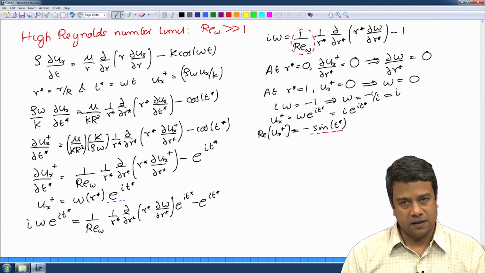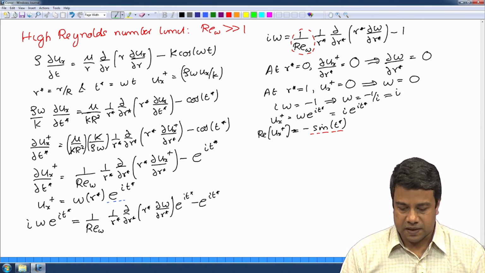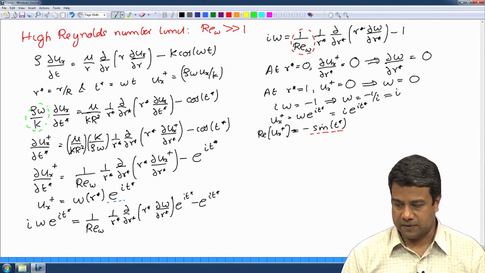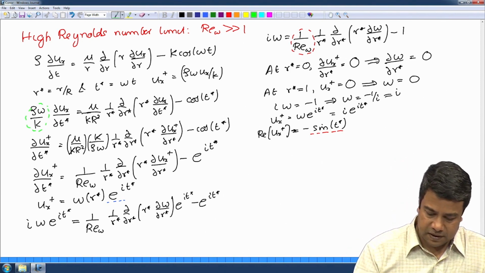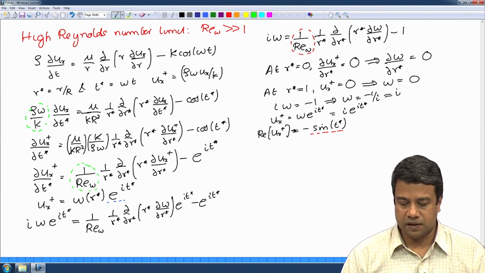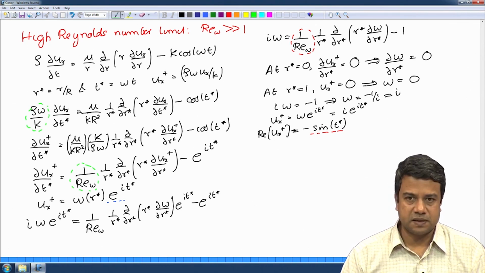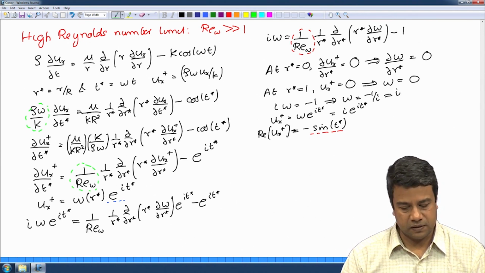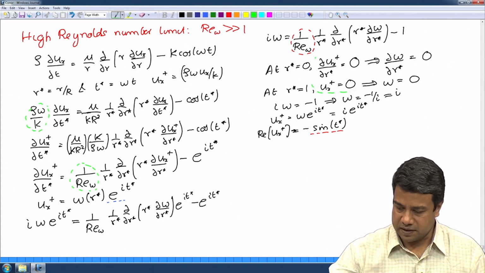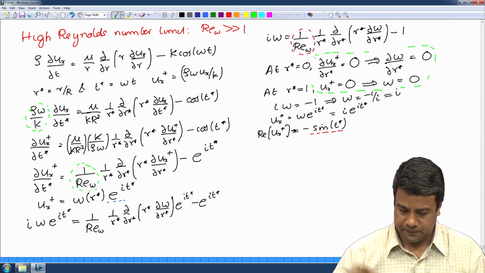Last time we had looked at the opposite limit where the Reynolds number is large. We had done the scaling as usual. We had scaled the velocity by the inertial scale rather than the viscous scale, and for that reason we got the inverse of the Reynolds number appearing in front of the viscous term in this particular case, where ux plus is the velocity that is scaled by the inertial scale and not the viscous scale. That ux plus satisfies the same set of boundary conditions as the original ux.